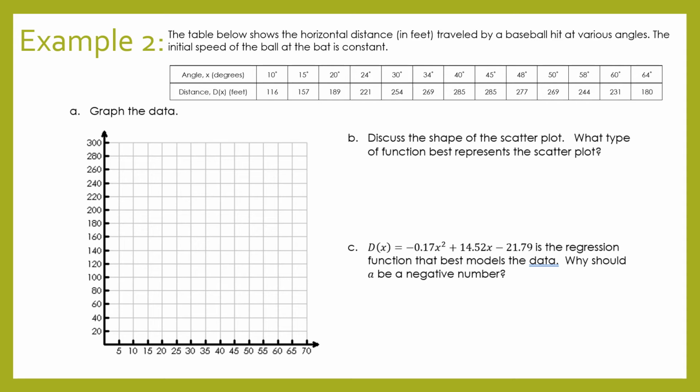So here we go. Again, the graph is a little bit tricky to do on this, so it's going to look a little funky, but I'm going to do my best to get it pretty good. So at 10 degrees, the ball is 116 feet. So I'm going to go over to 10 on x and about 116 on y. Then at 15 degrees, we have 157. So about right here. 20 degrees, 189. About right there. 24 and 221. So it's a little bit over. Let me try that one again.